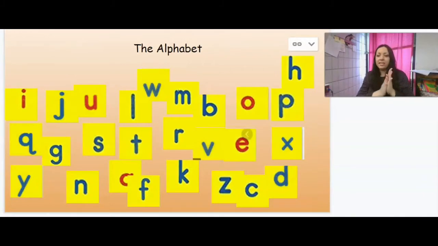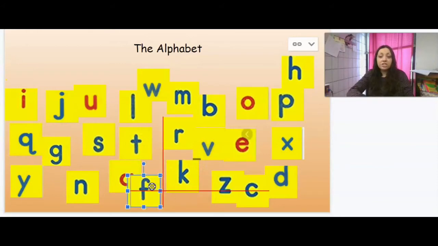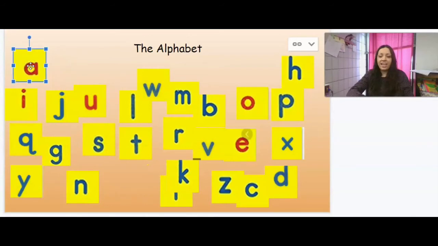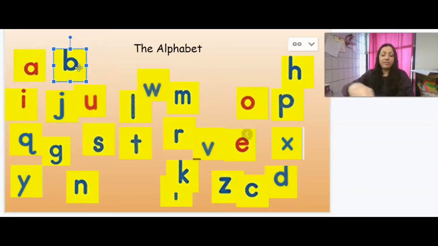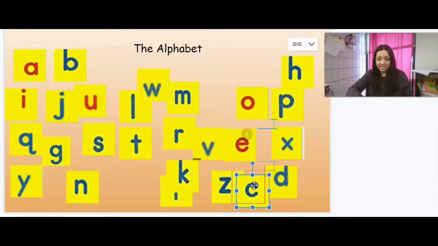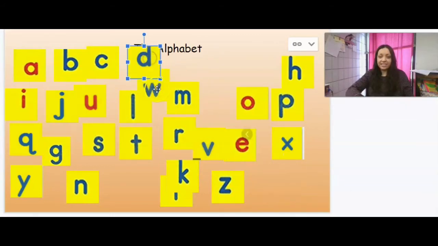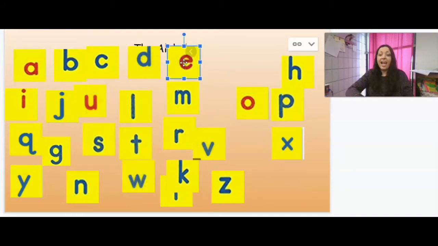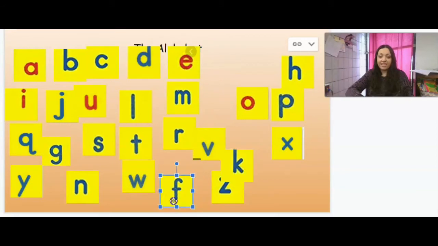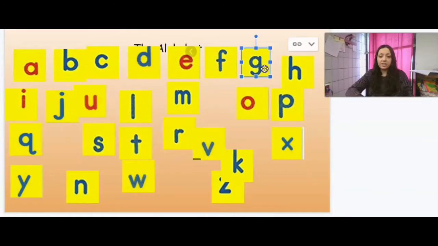All right, so here is our alphabet letters all mixed up. And we need to start with our initial letter, which is the letter A. Very good. What comes after A? B. Very good. Remember, with that belly facing to the right, facing forward. Then C. Good job. And D. Perfect. Then E. Good job. Then F. Where is that F? There he is. And then what's after F? G. Very good.